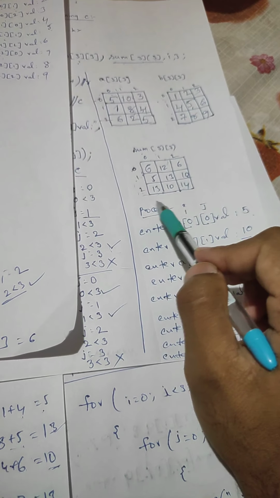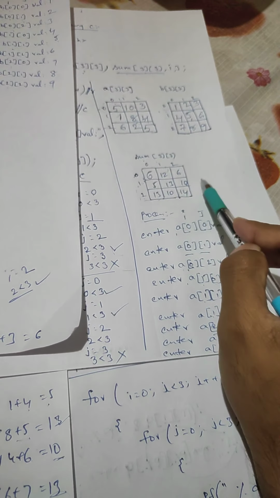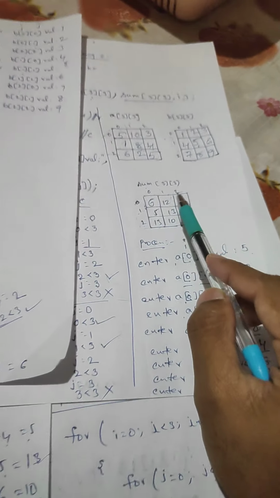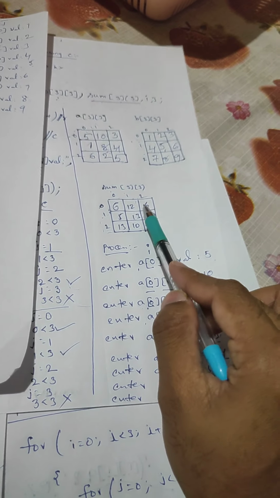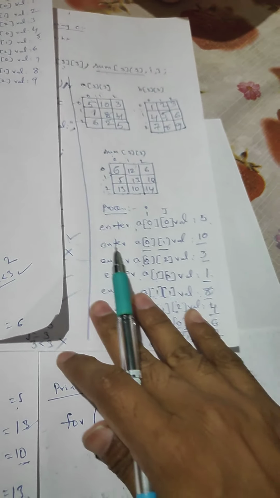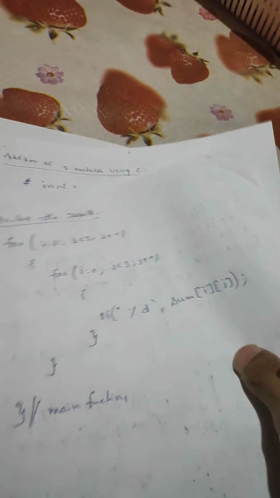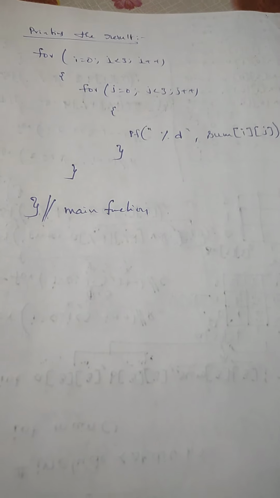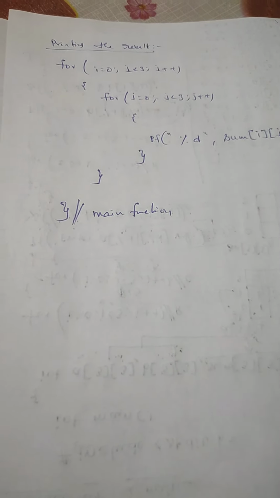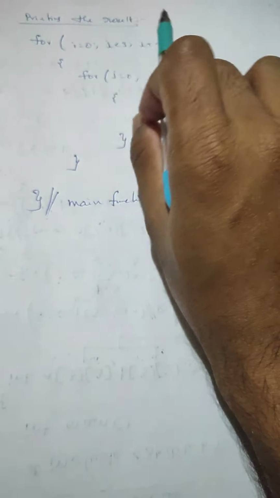Okay, so this is the final resultant matrix. And finally, how to display this final resultant matrix? For that we need to write one more printf statement. So this is the final process, printing the result.